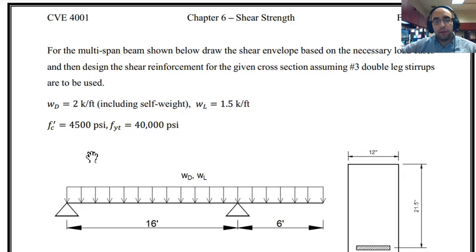Properties of the material are also given over here. F prime C is 4,500 and Fy is 40,000 psi, and note that this is Fyt, which means this is the yield strength of the steel that we are going to use as the shear reinforcement.